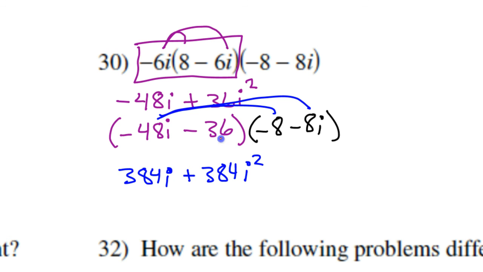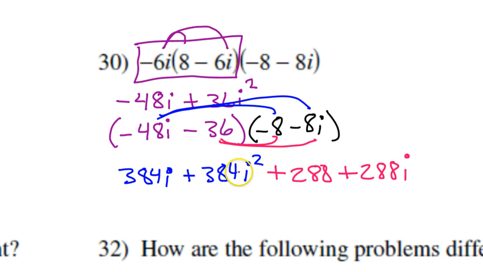Now I'm going to distribute the negative 36. Negative times negative is a positive. 36 times 8 is 288, so that'll be another positive 288, but this time I have the i. Now remember, i squared is negative 1. So this i squared is going to make this a negative 384, with no i squared. So let's go from there.